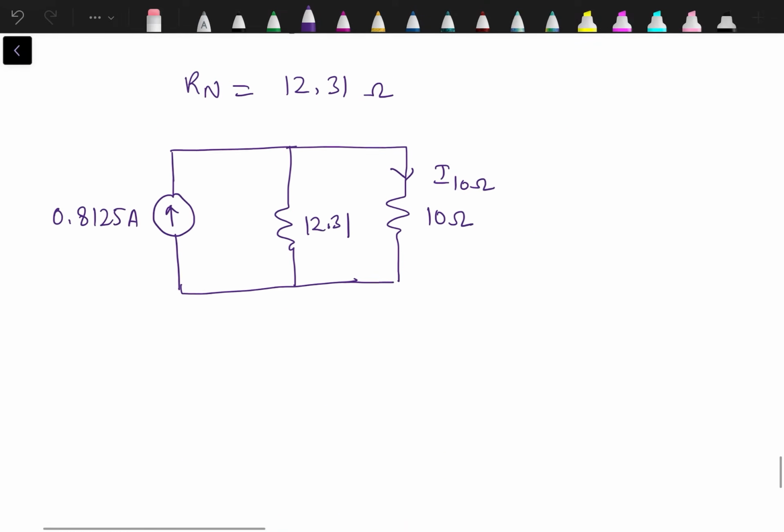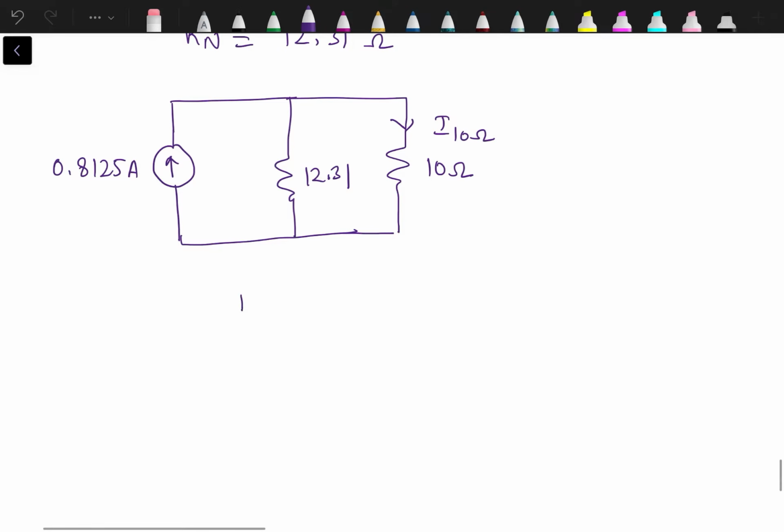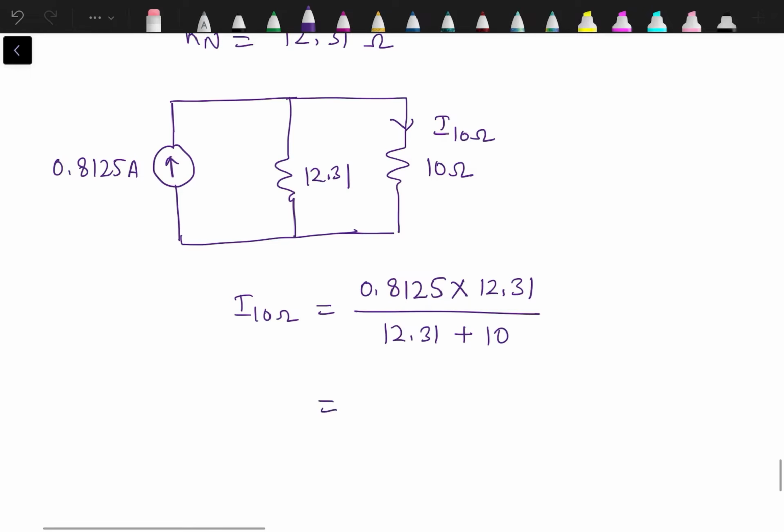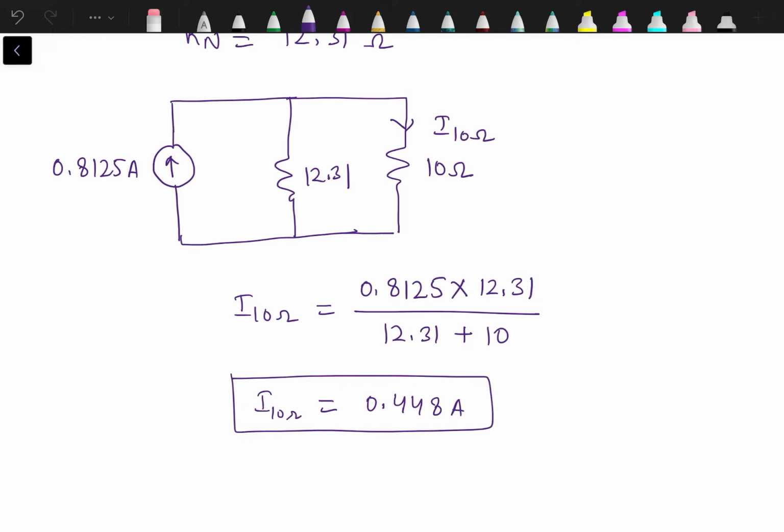Now we can apply the current division rule. So I through 10 ohm is equal to the source current, that is 0.8125, times the opposite branch resistance 12.31 over the opposite branch resistance plus the load resistance. So this answer is 0.448 ampere. This is the answer for the current through the 10 ohm resistance.